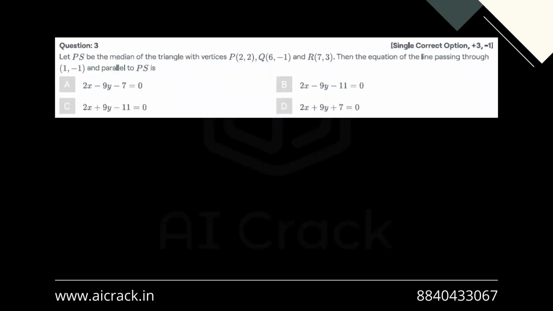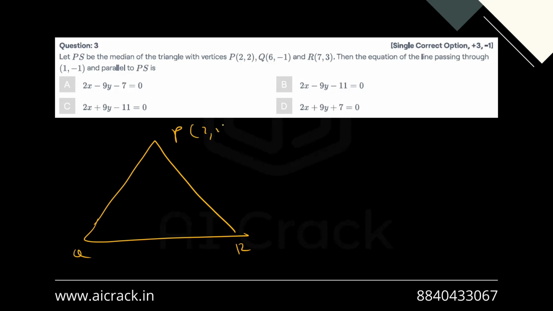Now let's talk about question number 3. Let PS be the median of the triangle with vertices P, Q, and R, and find the equation of the line passing through 1, 1 parallel to PS. That's a fairly simple problem. So we have P, Q, R. I'll just give the idea for this one because it's fairly simple. P is 2, 2 over here, R is 7, 3 over here, and Q is 6, minus 1 over here. And PS is the median. So this is the median.